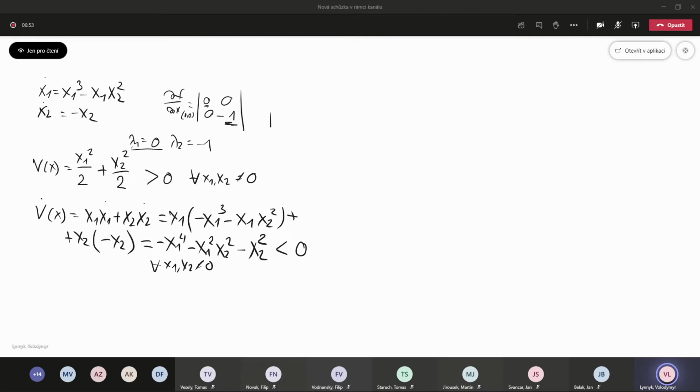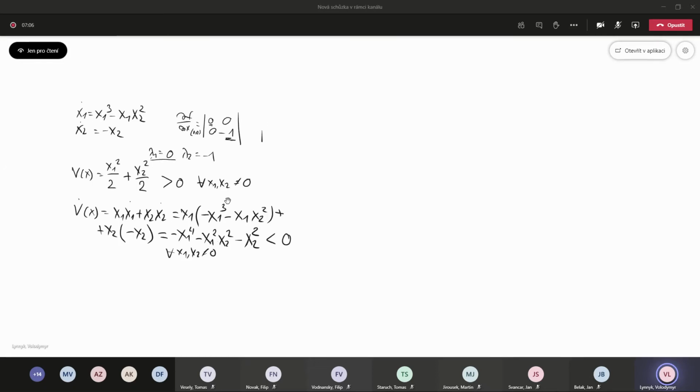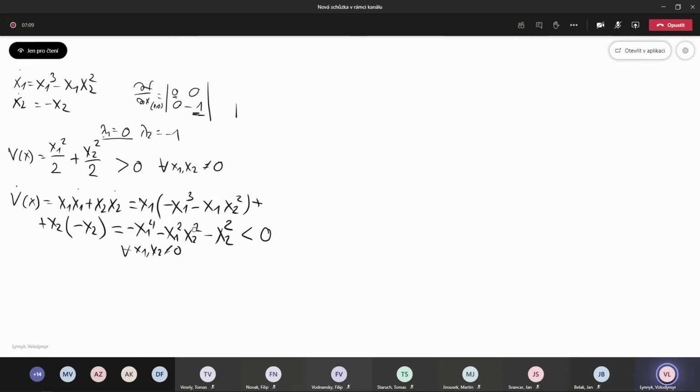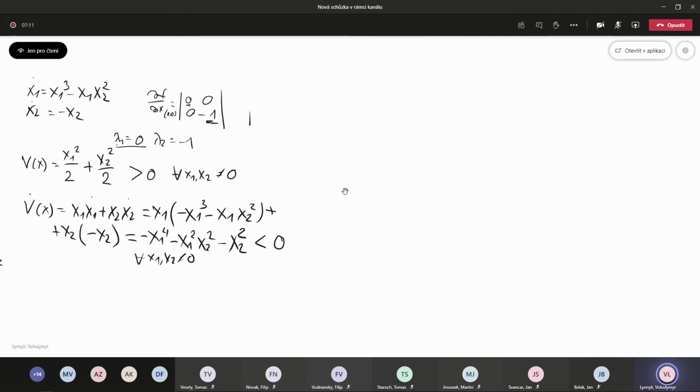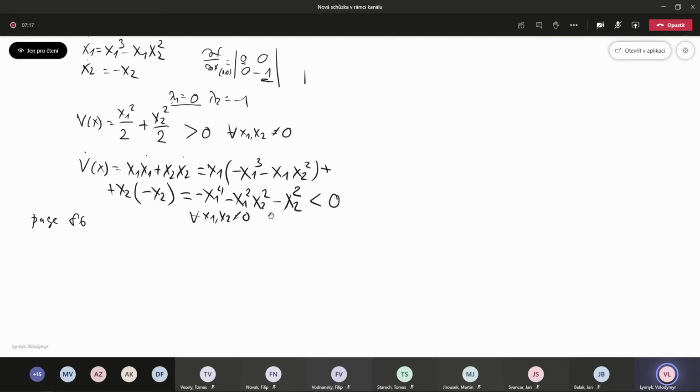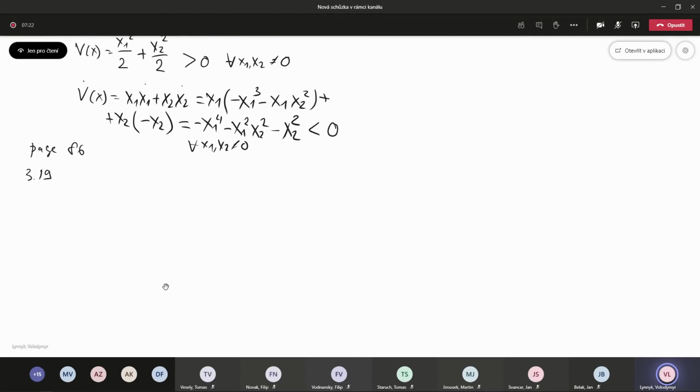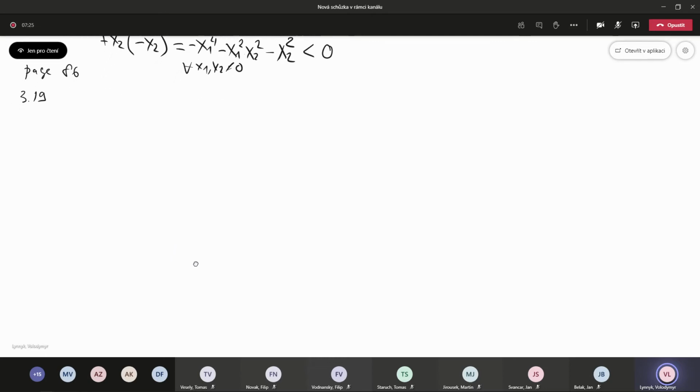Okay, no question. The next example is from the Khalil book. This is page 86, and this is 3.19.1, you can check it in the book.